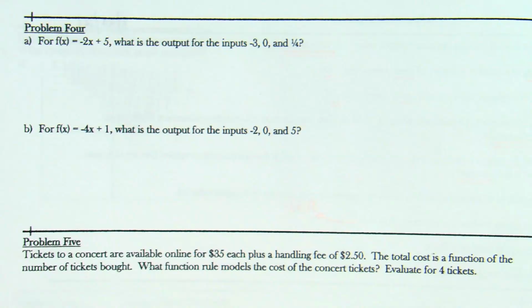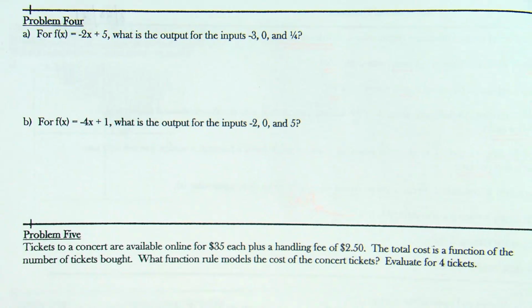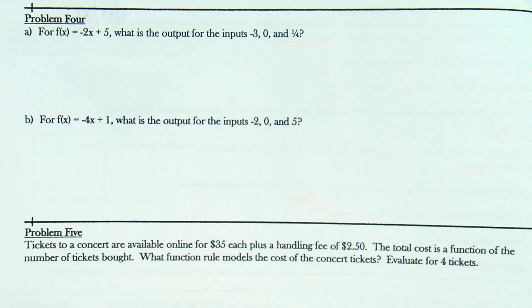For the function f of x equals negative 2x plus 5, what is the output for the inputs negative 3, 0, and 1/4? Now, a big part of the battle on this problem is what are they asking? The output. Because once you know that, it's a very easy problem. They're asking for the output. What do we mean output?